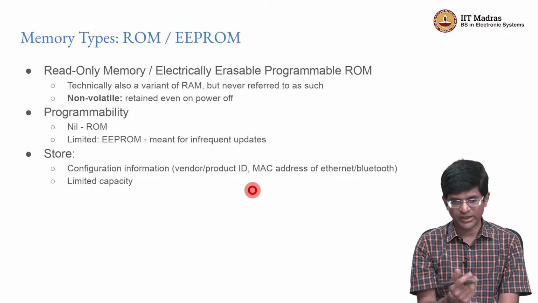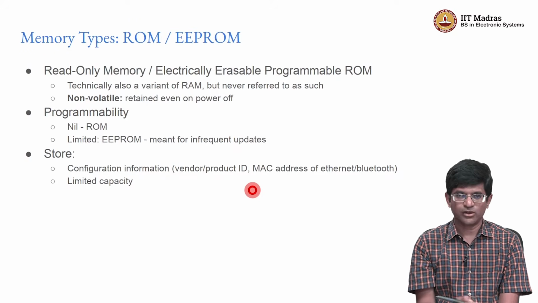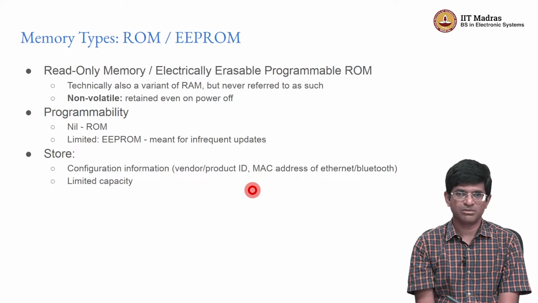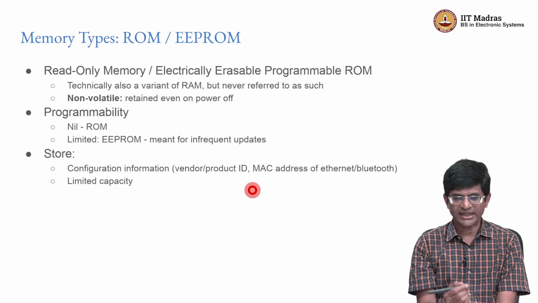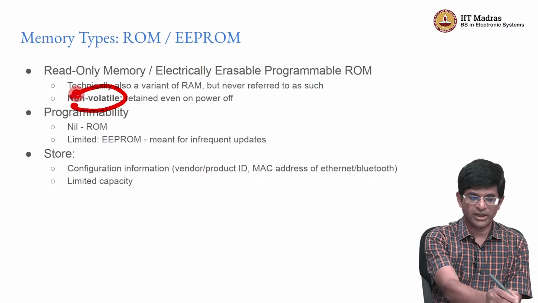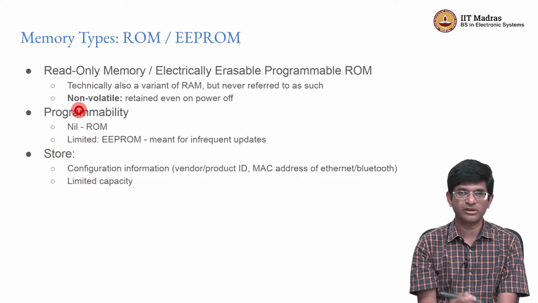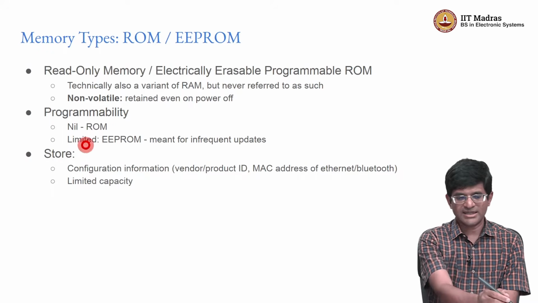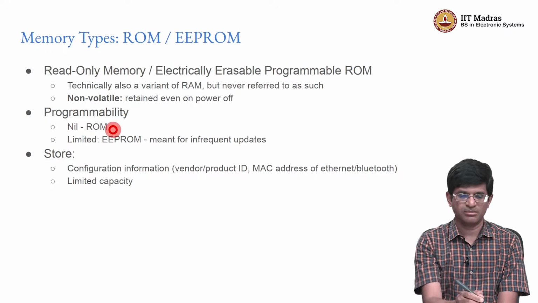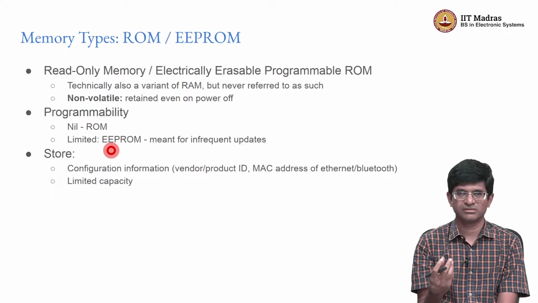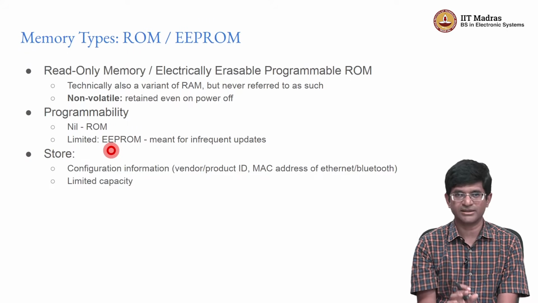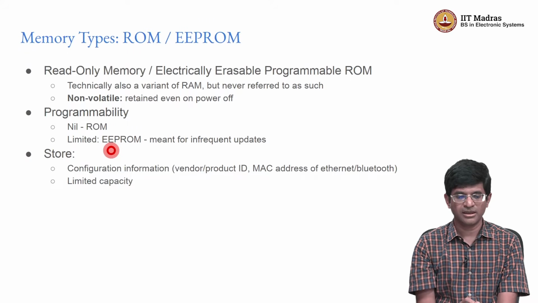Now ROM, read only memory, and another variant of ROM called EEPROM, the electrically erasable programmable read only memory, are things which are technically a variant of RAM, but you don't really call them RAM. The important point is they are non-volatile, and what that means is even when the system is switched off and you remove power from it, they retain their value, right? And they are essentially not programmable, meaning that they are created with a certain content and that's it, you cannot change them after that, right?